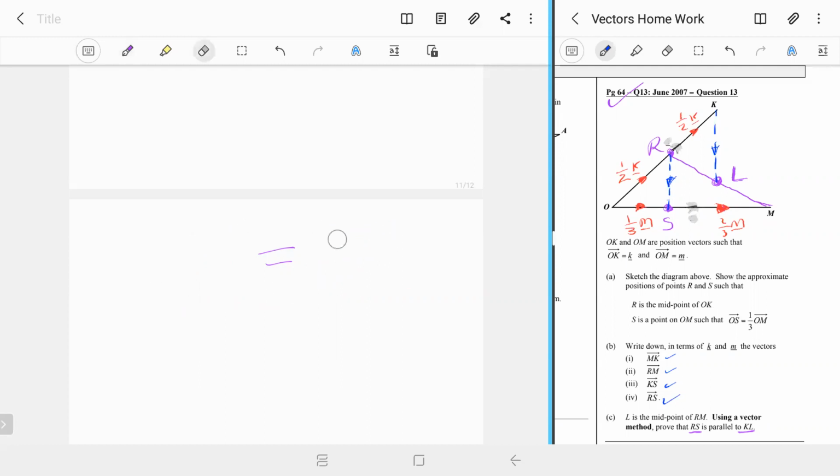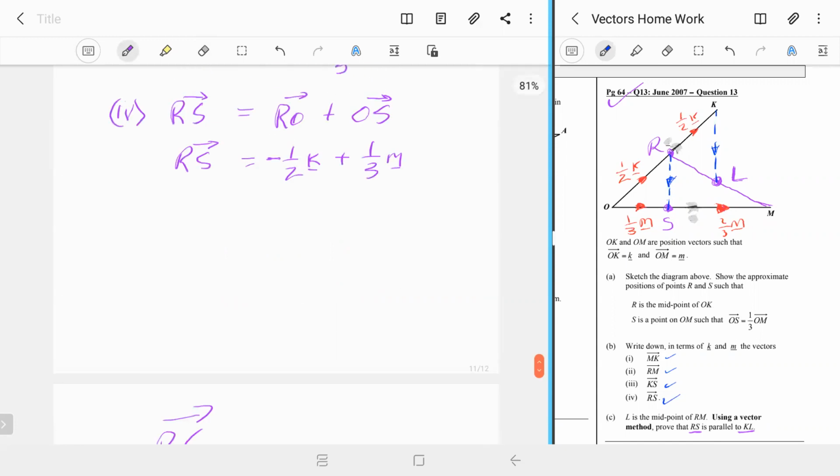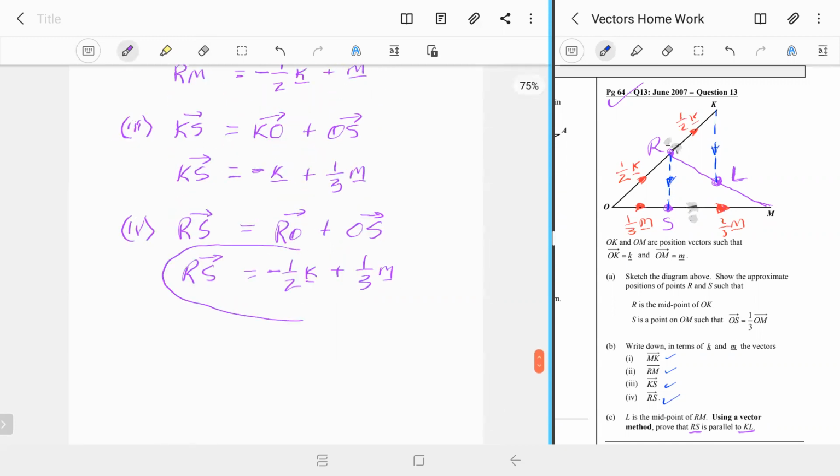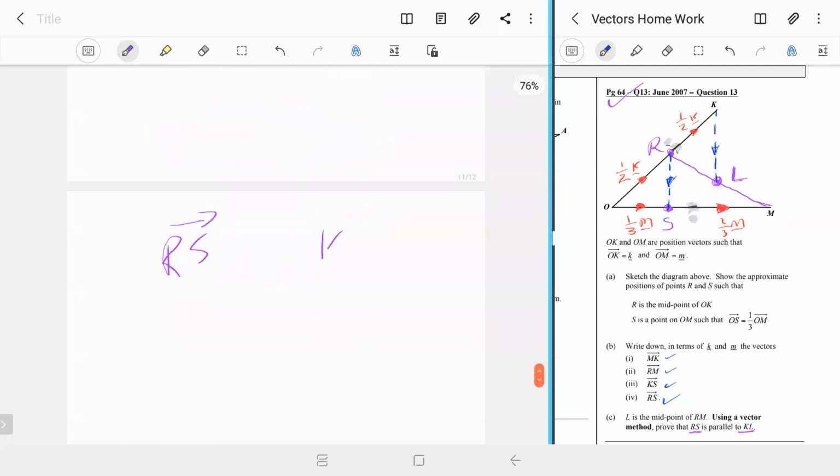So if I'm going to show that they are parallel, I need to know the two vectors. I need to know RS. Do we know RS already? Sometimes you have it already. We know RS already. What we don't know yet is KL. So I've got to find it. Then after I find KL, I have RS, and I have to show that one is a multiple of the other.